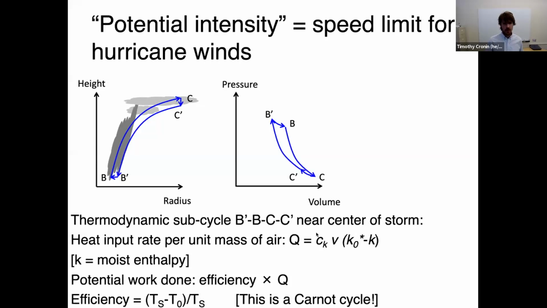is proportional to an enthalpy exchange coefficient, CK, multiplied by the swirling wind speeds at the surface, V, and then multiplied by the difference in moist enthalpy between the surface itself and the air just a little above the surface. That's K naught star minus K. And the potential work that can be done by this heat input Q is related to some efficiency multiplied by Q. And the efficiency, if you take it to be a Carnot cycle, has efficiency surface temperature minus outflow temperature divided by the surface temperature. So around 300 Kelvin here, 200 Kelvin here, that would be around a third, 30% efficient.